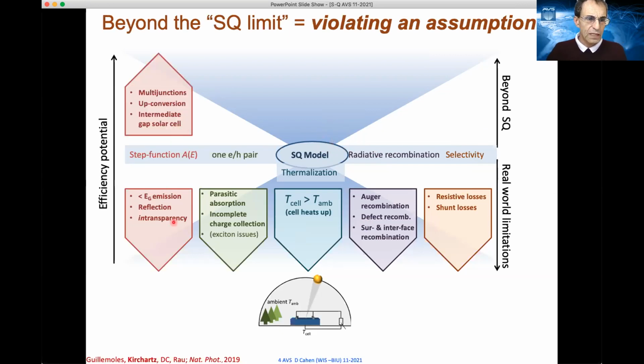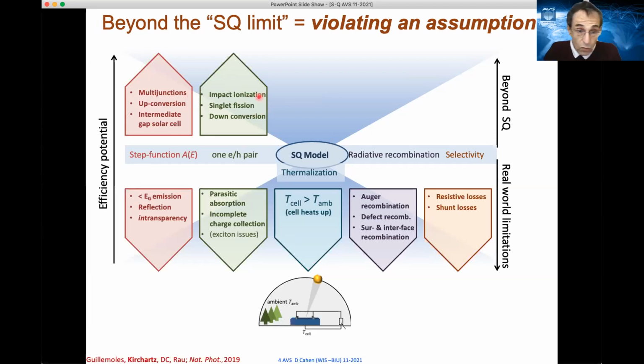So the first one is I can use multi-junctions, more than one solar cell. I can use up-conversion, optical up-conversion, or in theory, I could use an intermediate gap solar cell. This is not practical, and we do not know if it ever will be practical. These two, yes, they work. And this one has definitely shown efficiencies well above 35%.